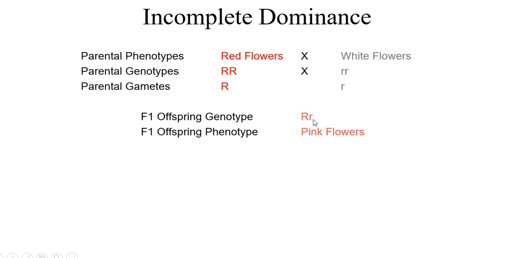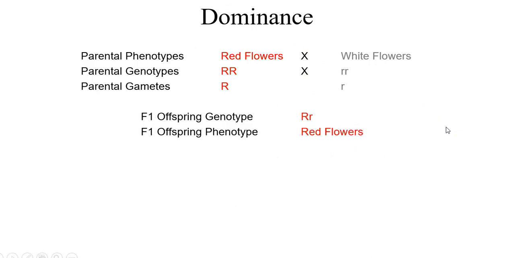And this time, rather than one allele hiding the effects of the other, we get both alleles being expressed, but we get a blending effect. And so the plant has pink flowers. Okay, so that is incomplete dominance. Now to contrast that with dominance, if these plants had dominance, which they do not, they have incomplete dominance, but if they had dominance, we'd have red flowers crossed with white flowers. Both of these are homozygous. The red flowered plants would pass on the allele only for red. The white flowered plants would only pass on the allele for white.